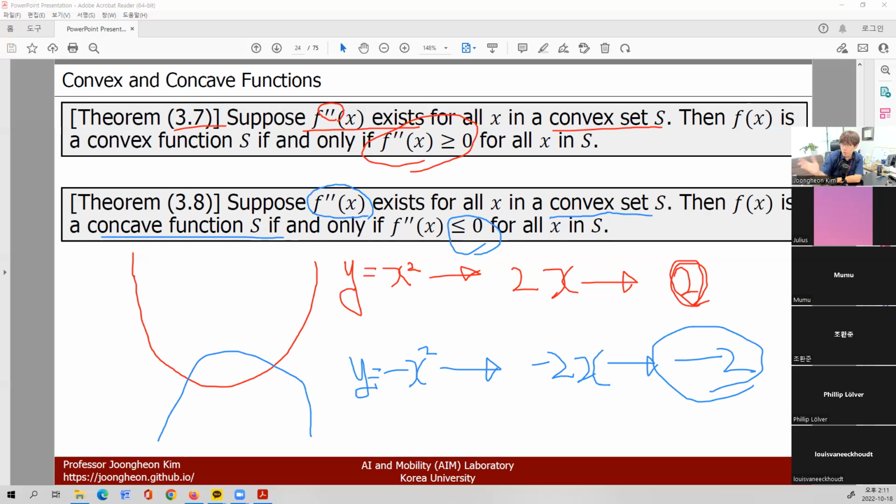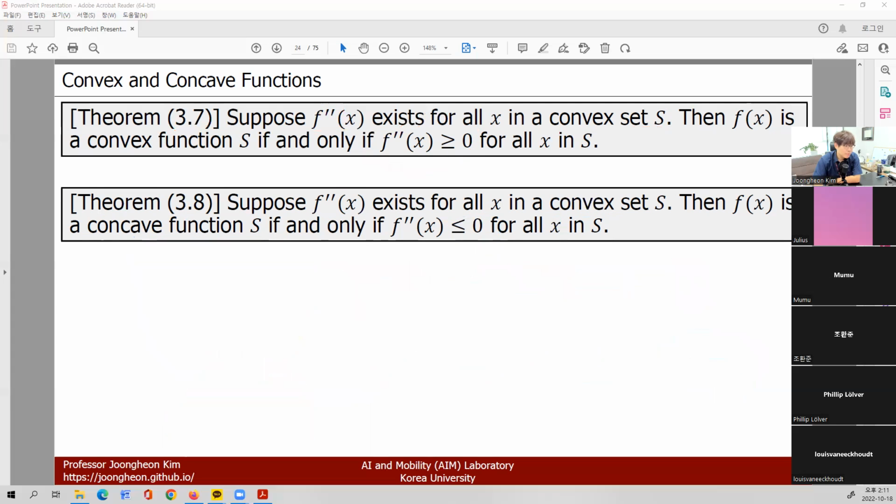Okay. So you look at this one. Is it a negative value or 0? Then it becomes a concave function, right? This should be the concave as well. This is a typo, okay? So you have to keep in mind this one, okay?